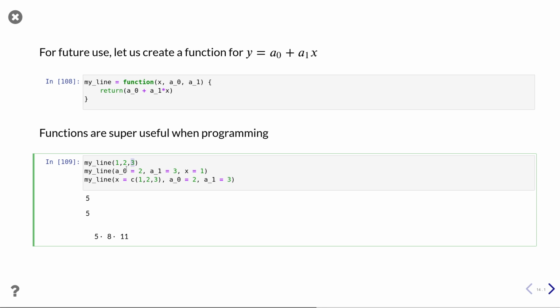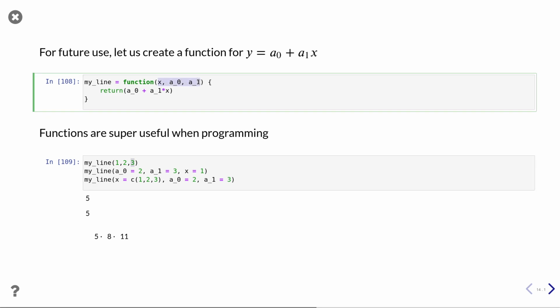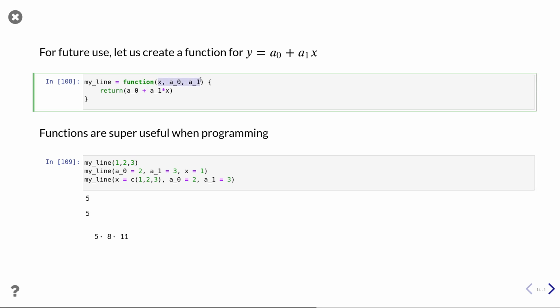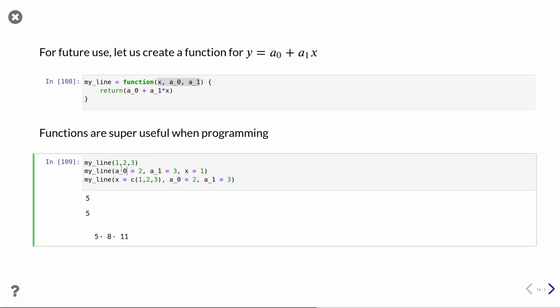Because I've given these arguments names, I can also put things in a different order, provided I indicate clearly what is what. If you're not giving any names when you're calling the function, the arguments have to come in the same order as they're defined in the function definition. But here I'm saying that argument a0 is equal to 2, a1 is equal to 3, x is equal to 1. In that case, I don't care about what order I'm doing things in.